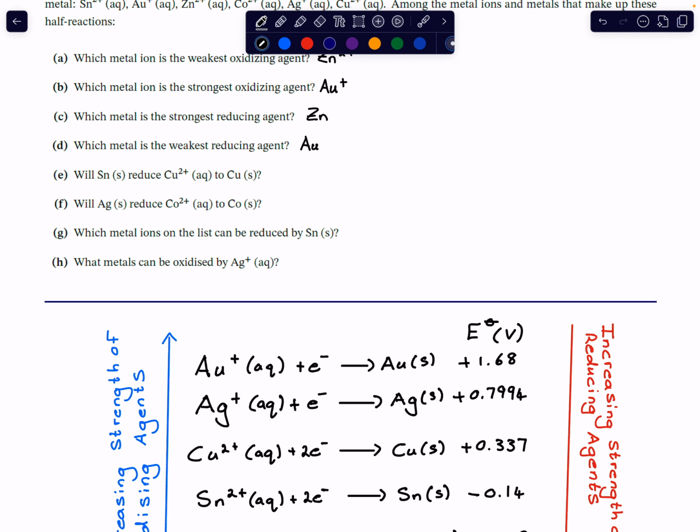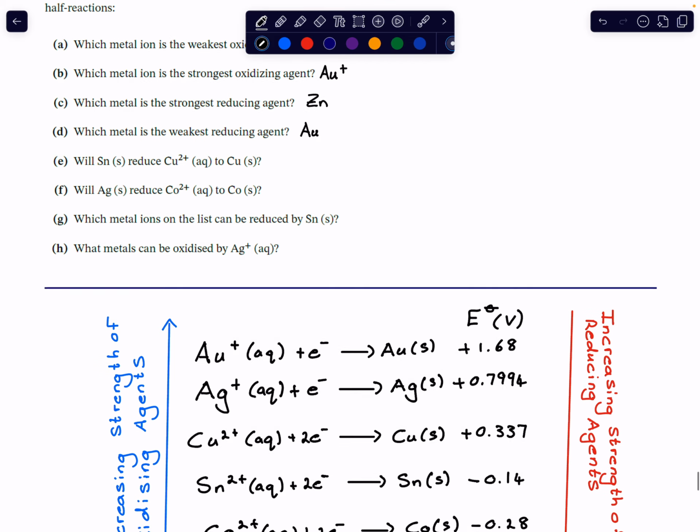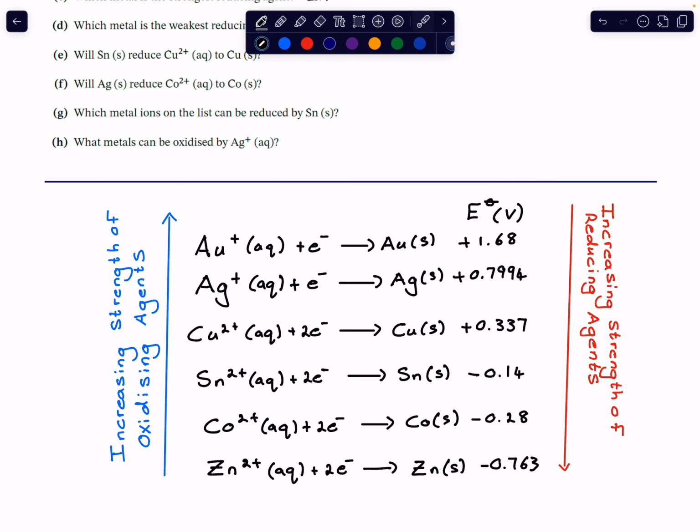Now we get to a couple of comparative questions where it says, will tin, Sn solid, reduce copper 2 plus to copper solid? And the question is, we need to look at relatively where these two are. So this is where tin is, and tin lies below copper. So will tin solid be able to reduce copper 2 plus to copper solid?